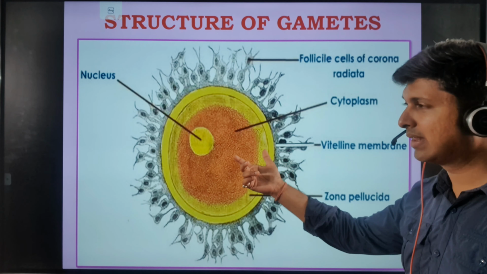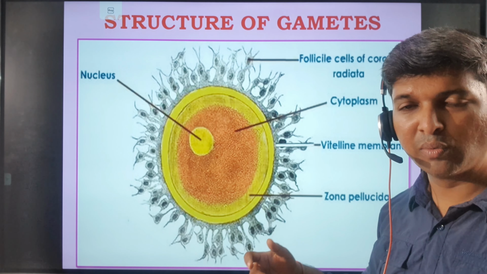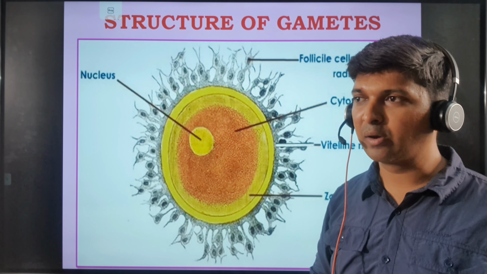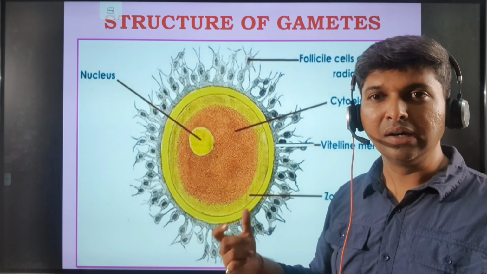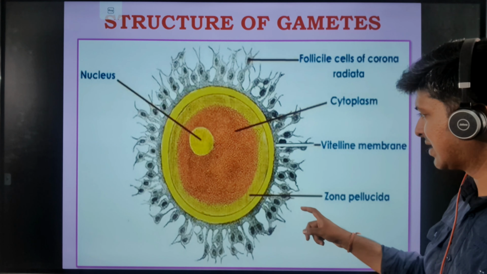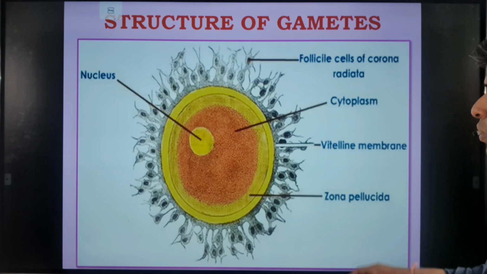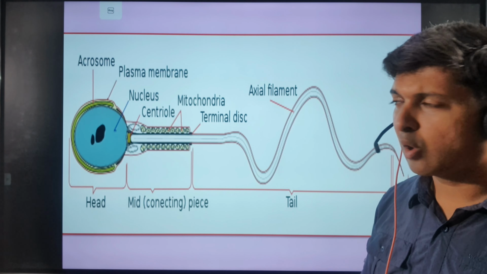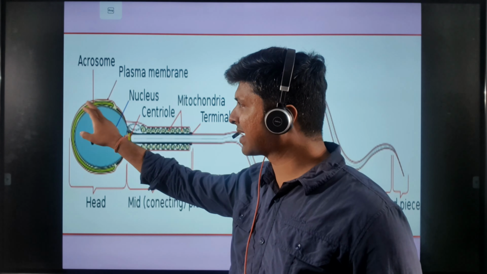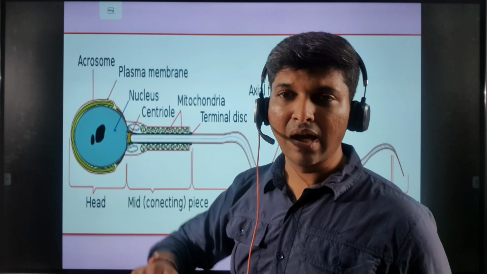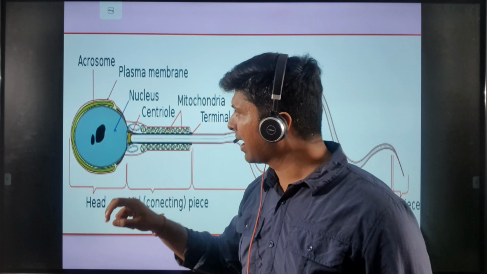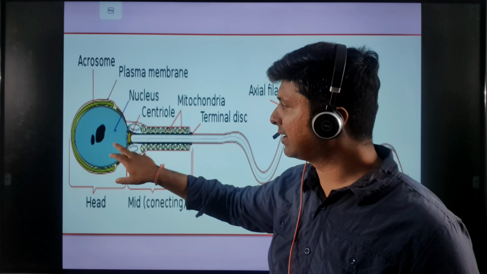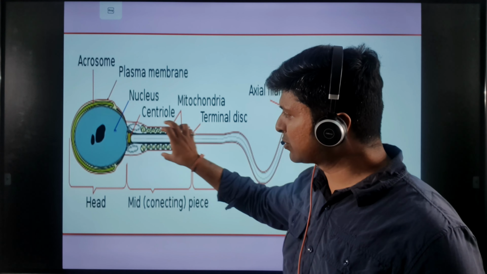That's where the nucleus of the egg and the nucleus of the sperm are going to combine with each other and form the zygote. So this is the transparent layer, zona pellucida, and this is the nucleus. Talking about the sperm, I told you the head of the sperm has the acrosome, which has a hyaluronidase enzyme. Inside the head we also have the nucleus and the plasma membrane.